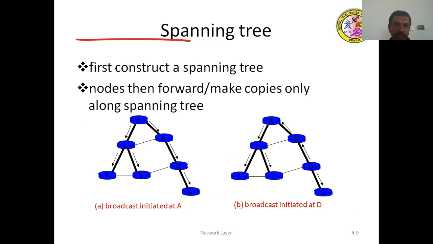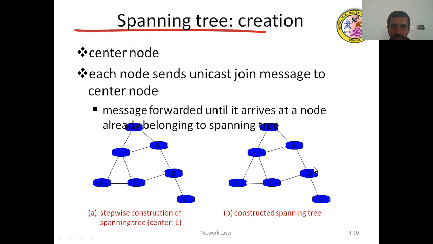First construct a spanning tree. Nodes then forward or make copies only along the spanning tree. Broadcast initiated at A. Here the broadcast is initiated at D. So how do we create a spanning tree? Each node sends a unicast join message to the center node. The message is forwarded until it arrives at a node which already belongs to the spanning tree. You can see the direction in which the spanning tree is created.